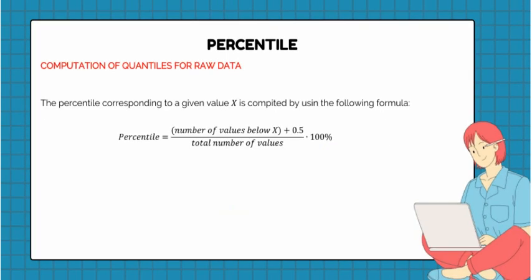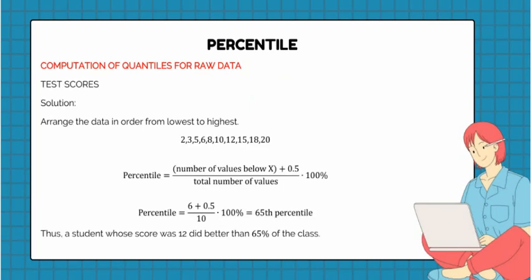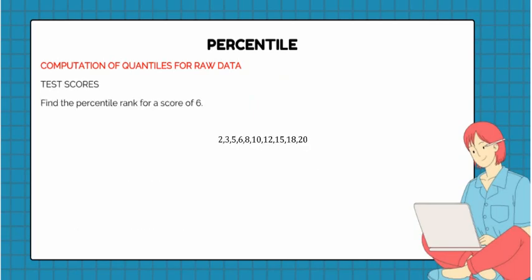So for percentile, I'll let you use this formula wherein the percentile is equal to the number of values below x plus 0.5 divided by the total number of values times 100%. So basically, if you want to find the corresponding percentile rank of a given value x, you have to use this formula. For example, let's say you want to find the percentile rank for a score of 6 on this specific data set, which is the data set we used last time. And then if you want to find the percentile rank of 6, you have to use that formula.